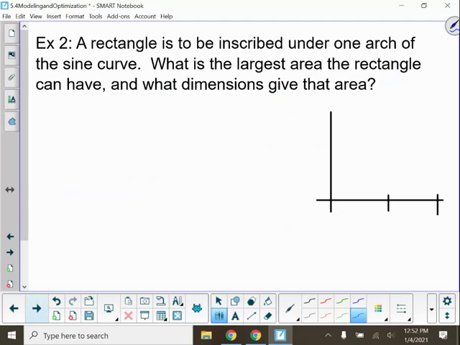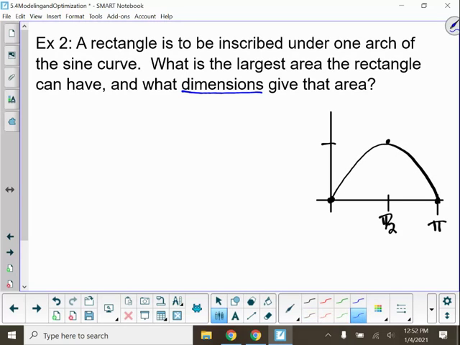Next example, we have a rectangle that we're inscribing under one arch of the sine curve. We want to know the largest area the rectangle could have and what the dimensions are that give that area. So if we have our sine curve here, we're just doing one arch of it. So at 0, sine is 0. This is going to be my pi over 2, and there's my pi. So at pi, I am back down at 0, and at pi over 2, I'm going to be up here at 1. So this is going to come up and come back down.